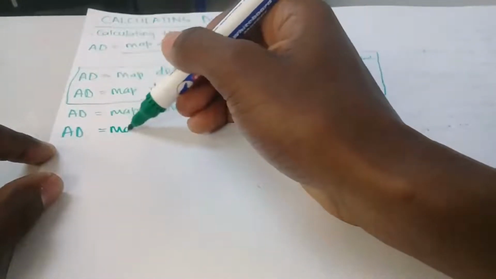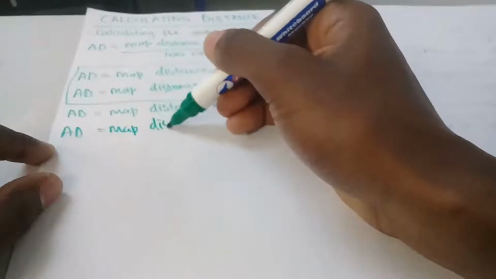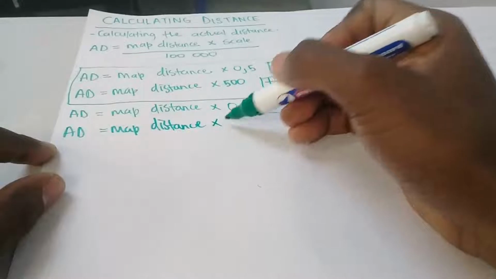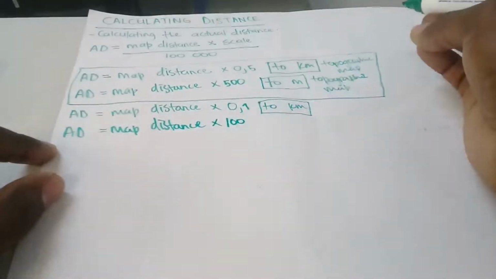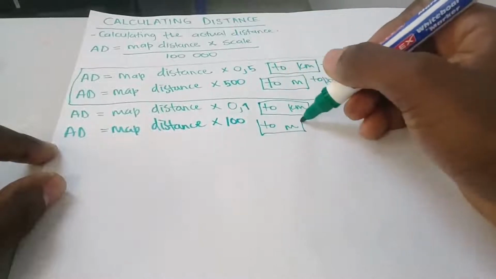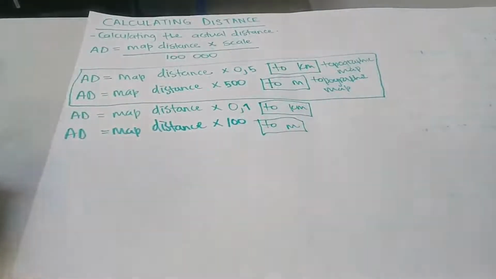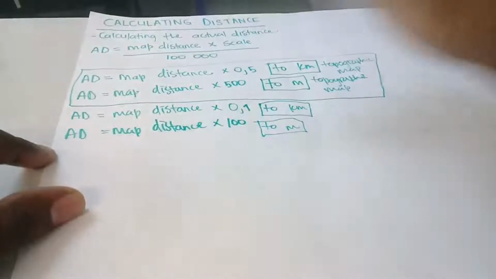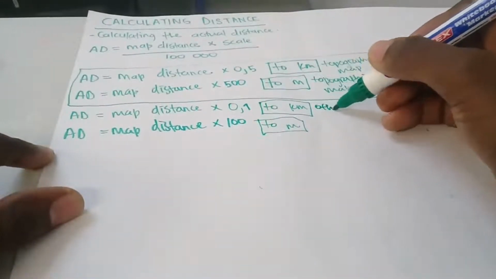Then in meters, your map distance, you're going to multiply by 100. Then you get your answer in meters, okay? And that was the orthophoto map.